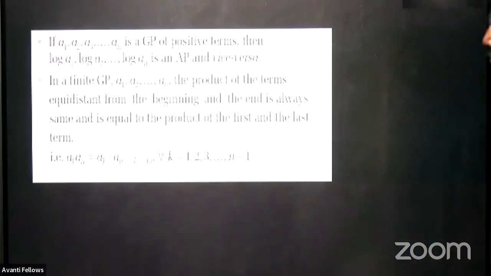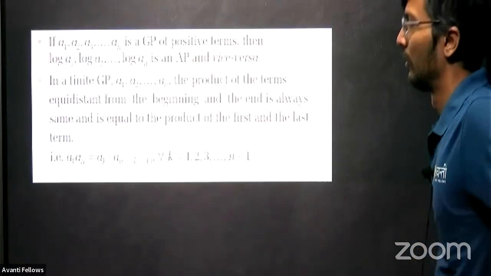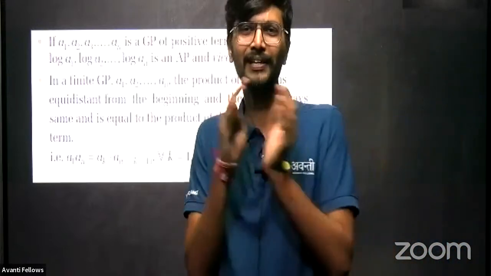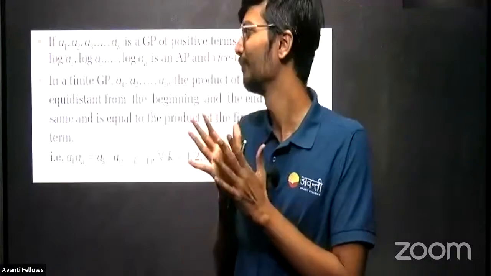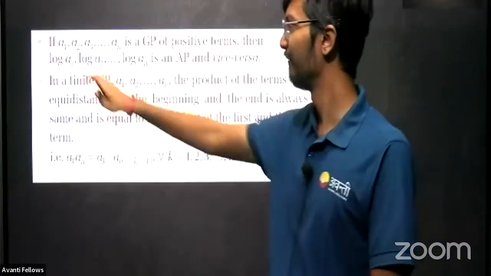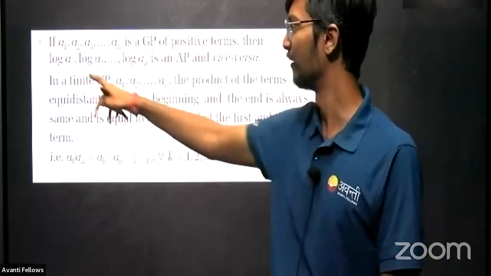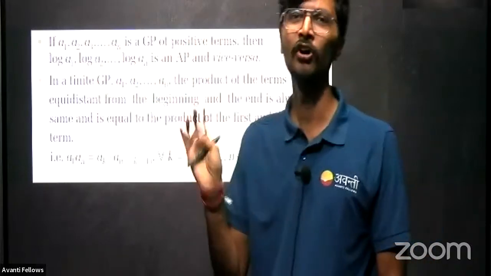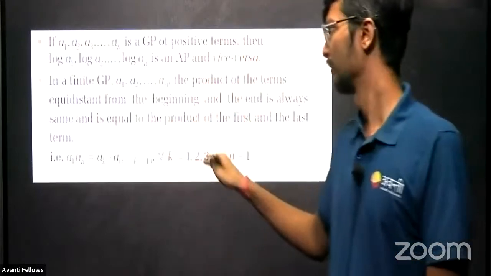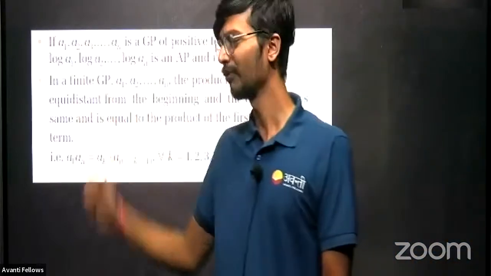Now these are some notes, just for the theory part I've added here. No need to remember them. Just look at this, you can read it. If A1, A2, A3 are in GP, then their logs will be in AP. Why log? Because log converts product into addition. This is the same as we did for AP. The second point is the same.